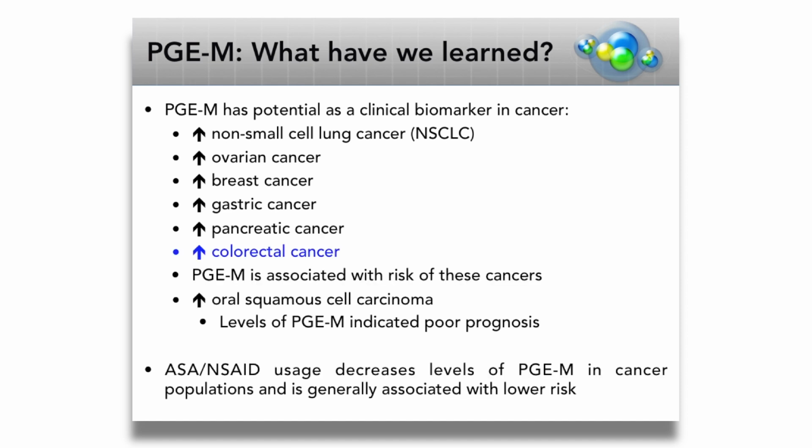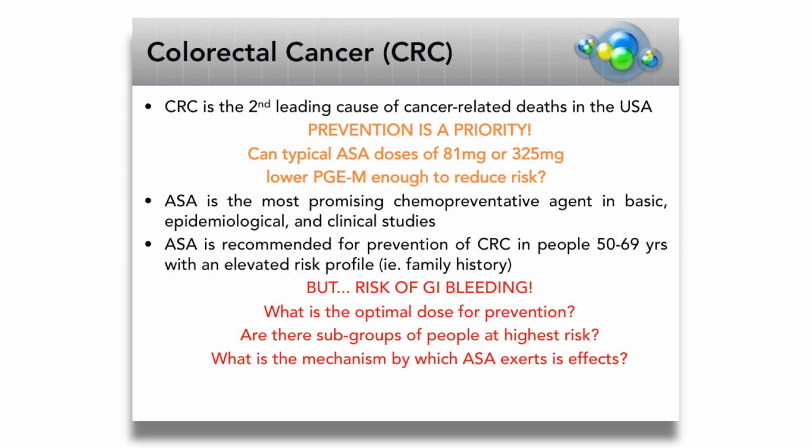For the last part of the talk, I want to focus on the potential of PGEM as a biomarker in colorectal cancer. Colorectal cancer is the second leading cause of cancer-related deaths in the USA. Prevention has become a priority. Can typical aspirin doses of 81 milligrams or 325 milligrams lower PGEM enough to reduce risk? This is a question that multiple colleagues of ours are asking. Now, aspirin is the most promising chemopreventative agent because in basic, epidemiological and clinical studies, it has shown promise.